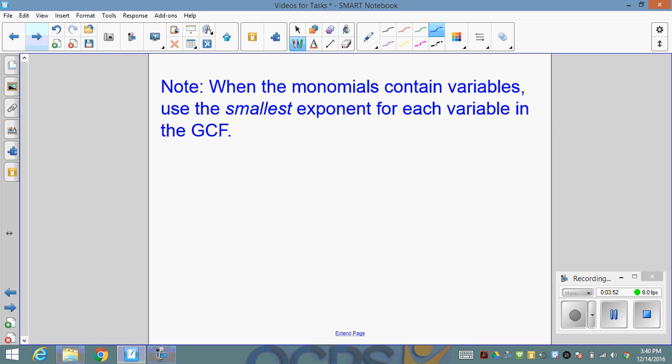Now, the monomials we're going to be dealing with are going to contain variables. This is a very important note, so let's make sure this gets written in your notebook. When the monomials contain variables, we're always going to use the smallest exponent for each variable. So let's look at some examples of that.